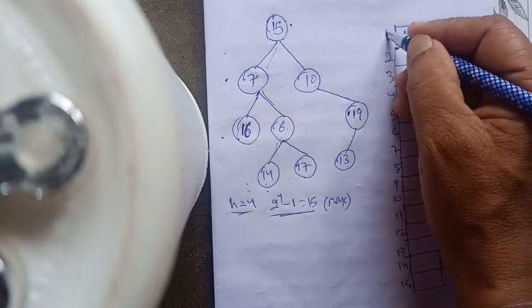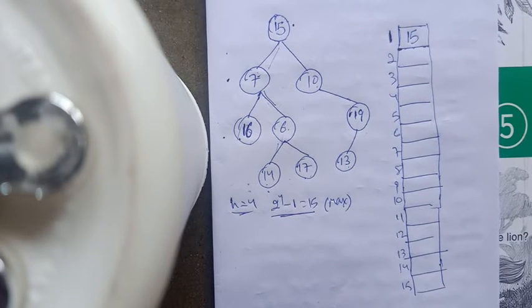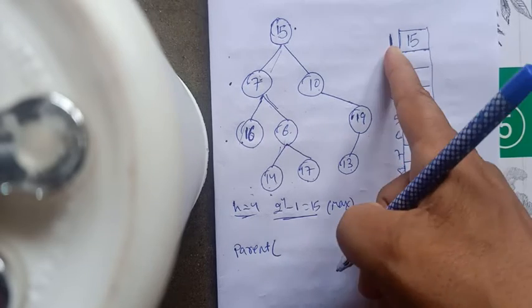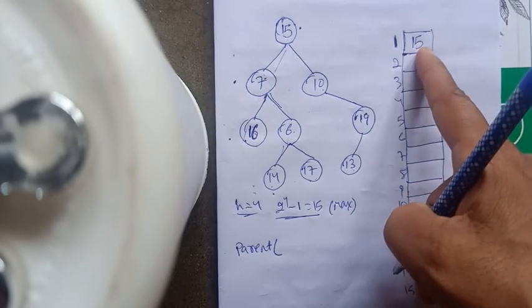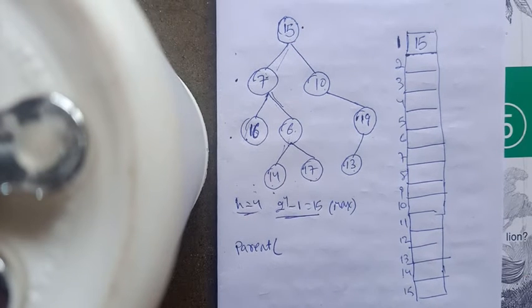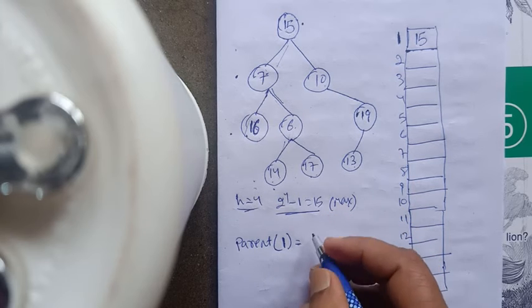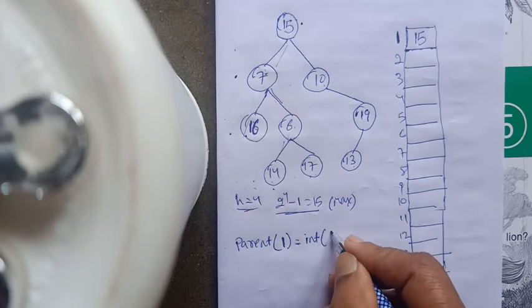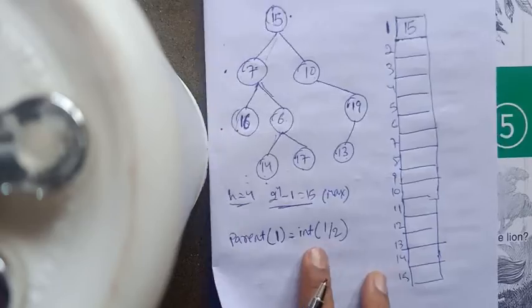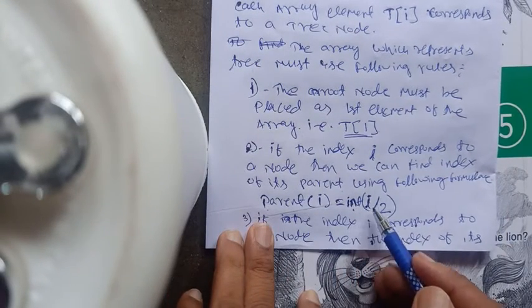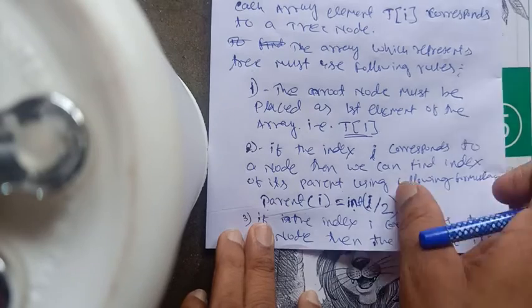Now, from this index number, I can find out who is the parent and who is the left child as well as the right child. So I will say who is the parent of 1. This one is the root, so it doesn't have any parent. If I apply the formula, parent of I is equal to the integral part of I by 2. Divide I by 2 and find the integral part.